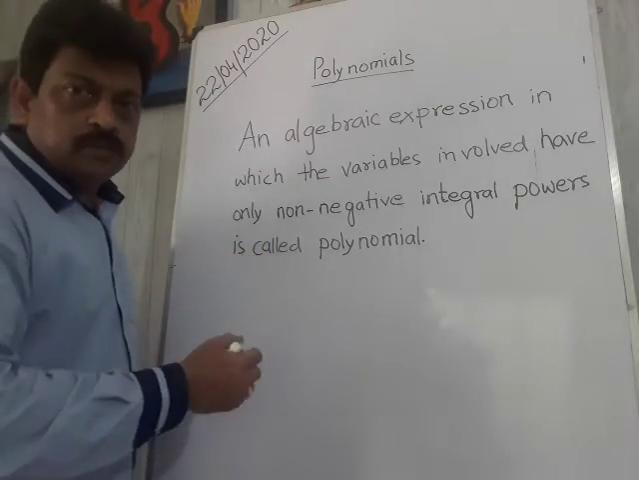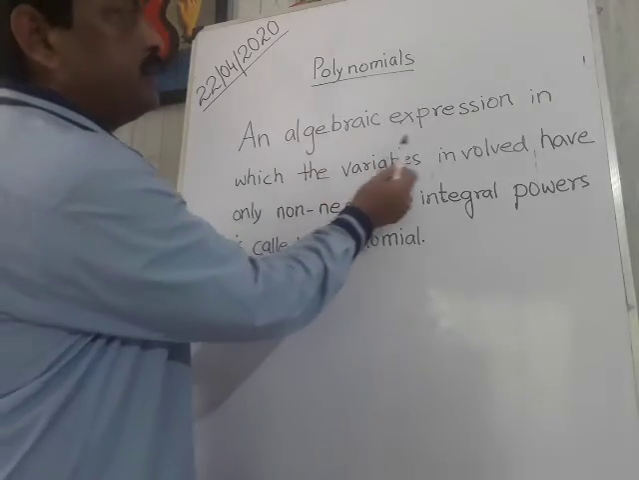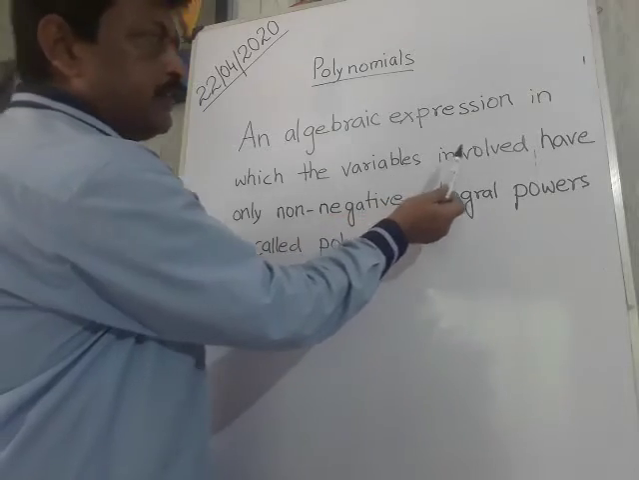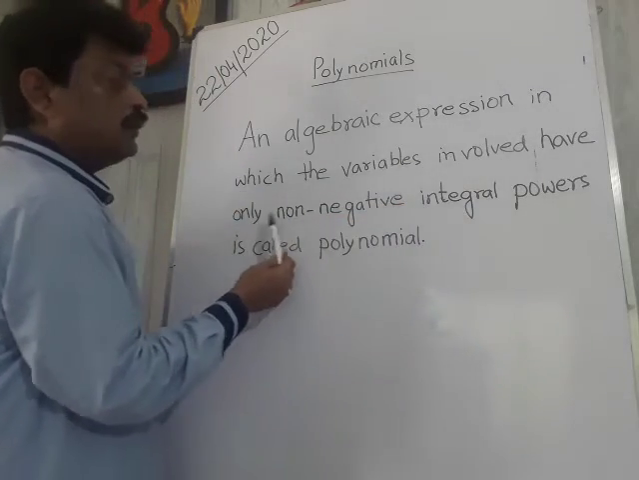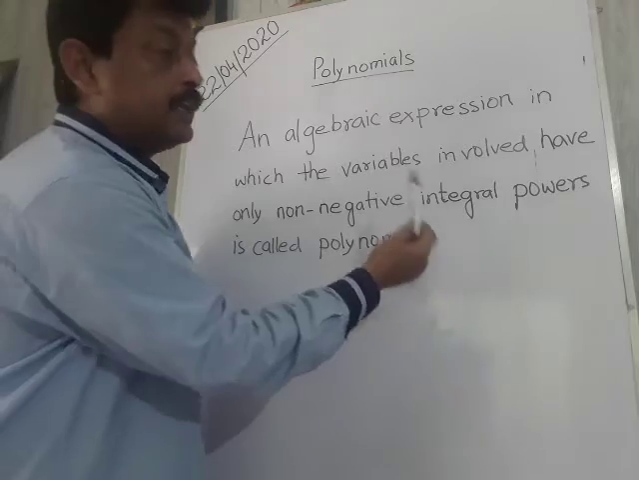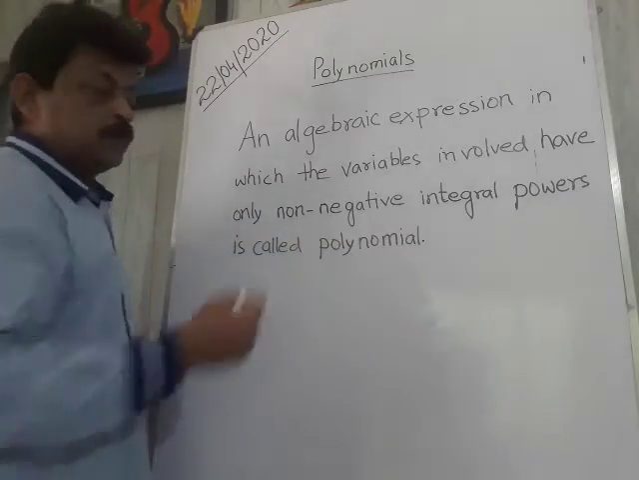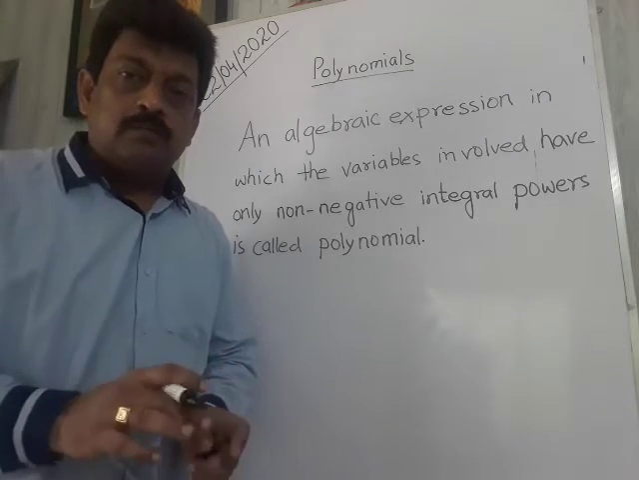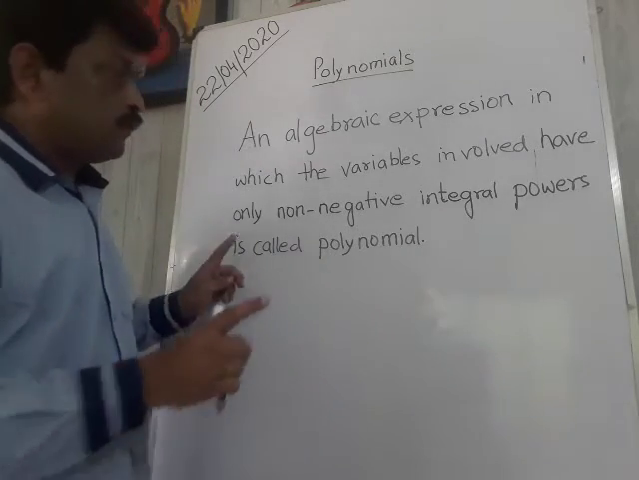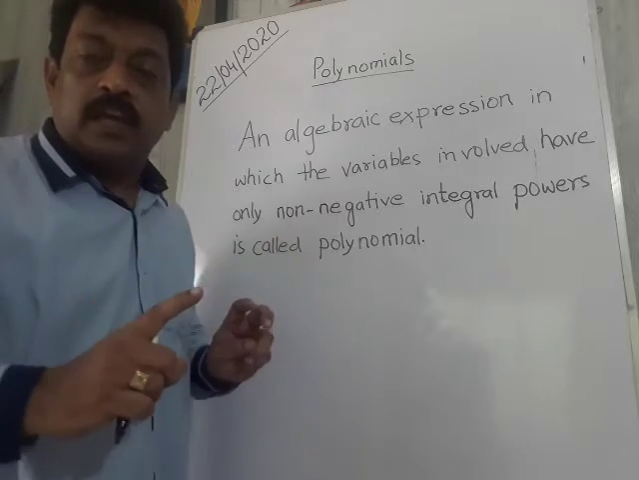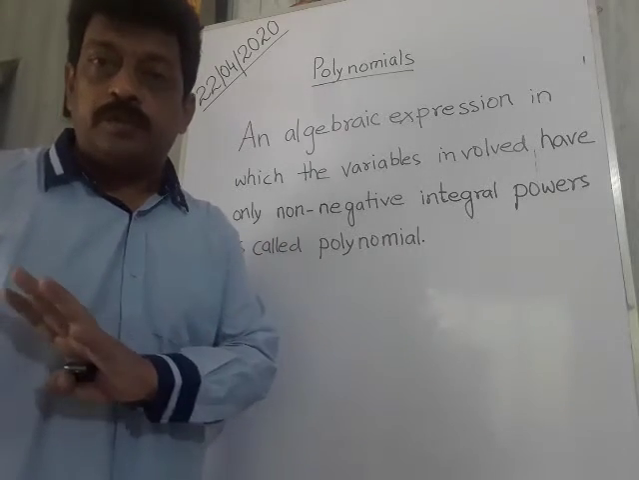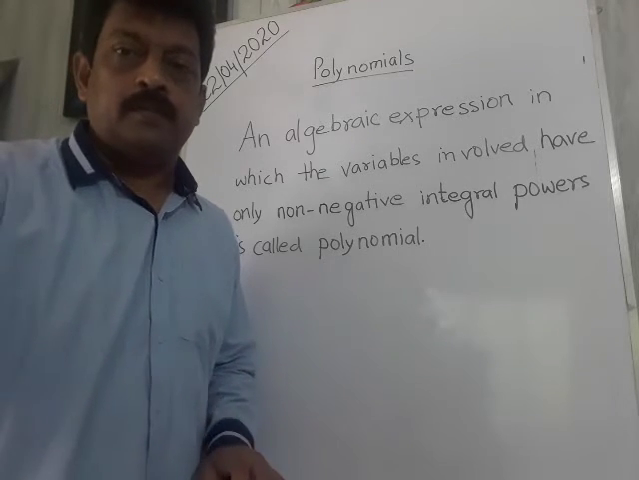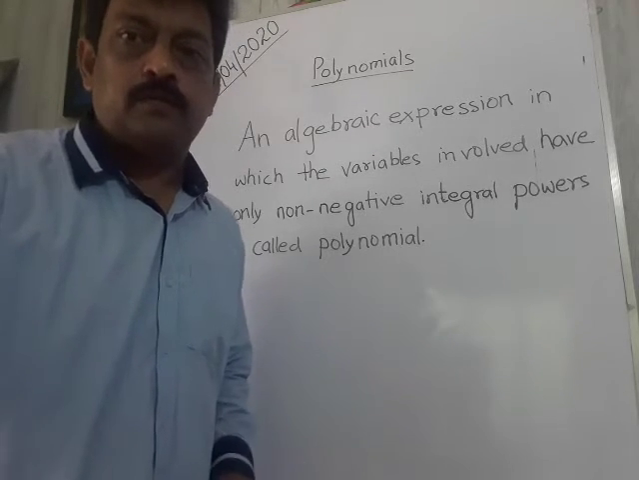I'm giving you the definition of a polynomial: an algebraic expression in which the variables involved have only non-negative integral powers is called a polynomial. Means the power of the variables should be non-negative. It can be 0, it can be any positive number, but it cannot be a fraction or decimal, or negative also.